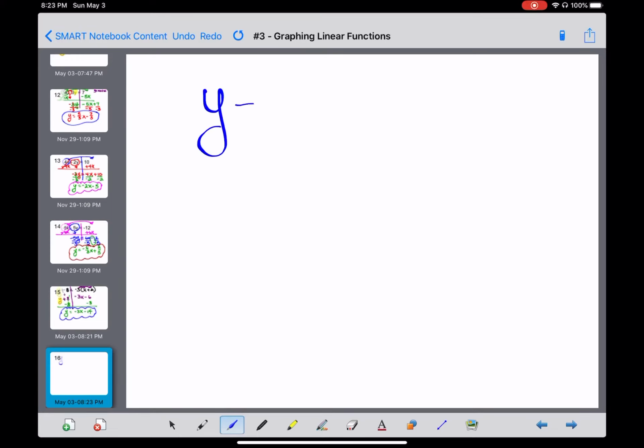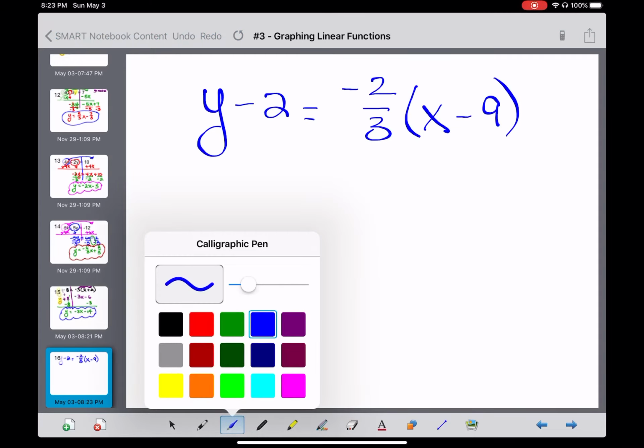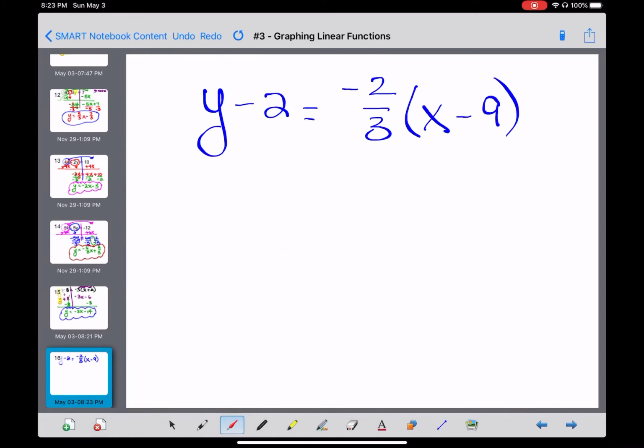y minus 2 is equal to negative 2/3 x minus 9. Okay, so let's see. Step 1, there goes my line. Step 2, I see parentheses, so I need to distribute.